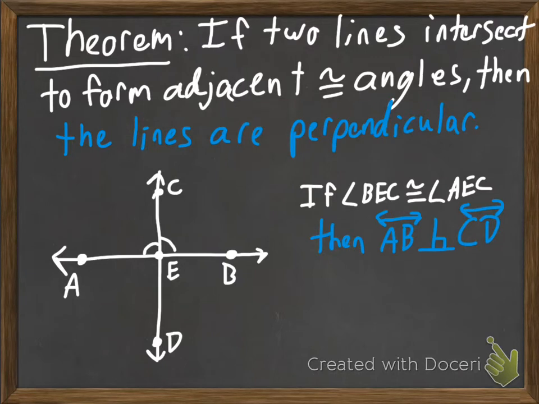Our next theorem states that if you have two lines that intersect to form adjacent congruent angles, then the lines are perpendicular. You see down here we have our two angles formed by our intersection, and I indicated that they are congruent. Now if that happens, if angle BEC is congruent to angle AEC, then we can say that line AB is perpendicular to line CD.